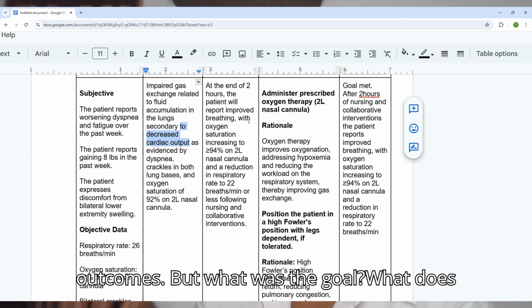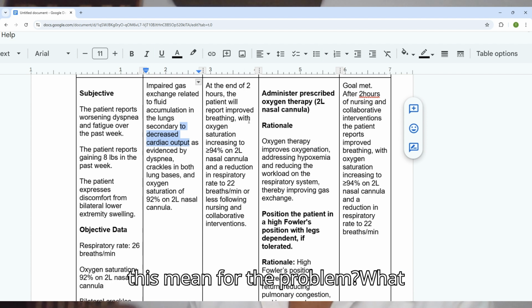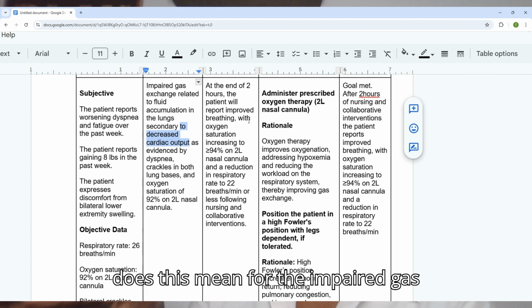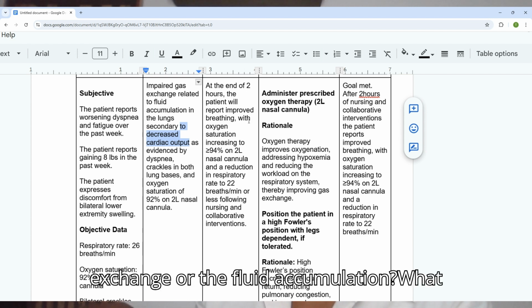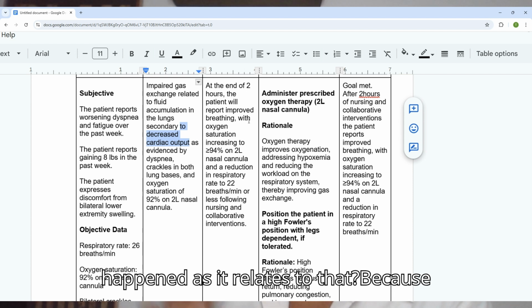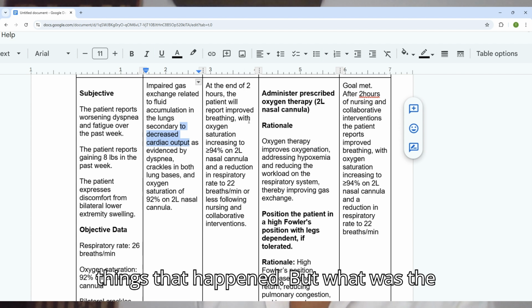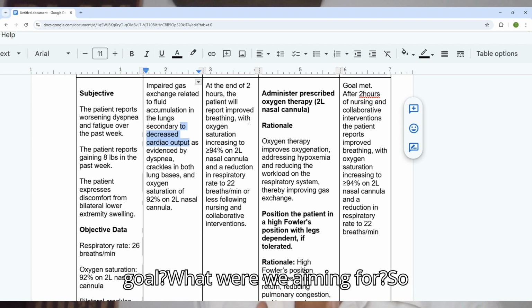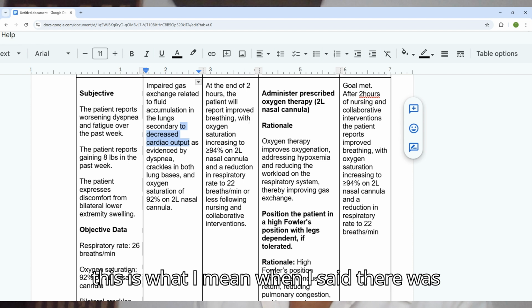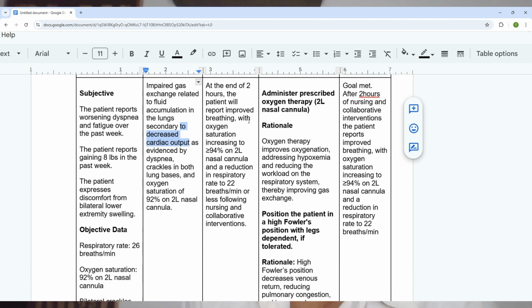These are all outcomes. But what was the goal? What does this mean for the problem? What does this mean for the impaired gas exchange or the fluid accumulation? What happened as it relates to that? Because these are all outcomes. These are all things that happened. But what was the goal? What were we aiming for? So this is what I mean when I said there was no goal.